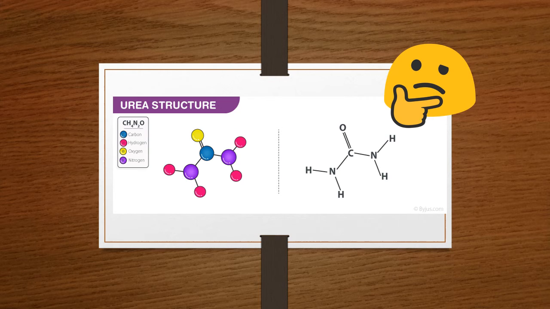What is the structure of urea? Look at the structure: it has the carbonyl group, C double bond O, known as the carbonyl functional group, which in turn is attached to two amine groups, NH2 groups. So the carbonyl group is attached to two amine groups. This is the structural formula of urea.